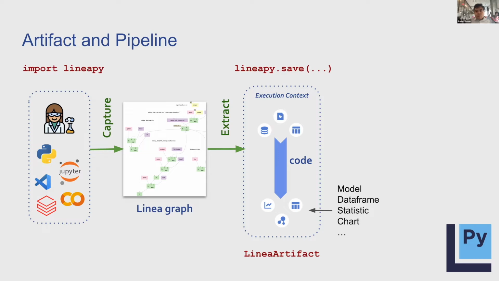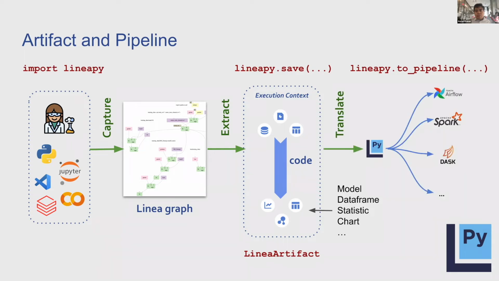So this works basically on any sort of data, right? It can be a model, it can be just an integer, it can be a data frame, it can really be anything. And then the toPipeline function is used to convert it to some sort of pipeline that can be used with Airflow or Spark or Dask, etc.